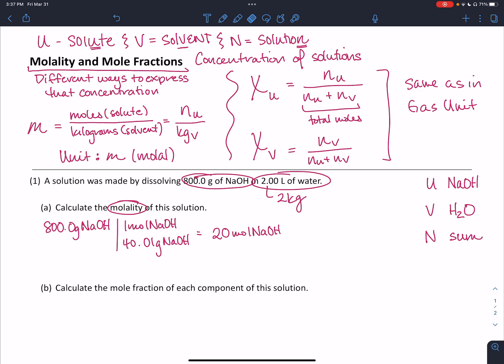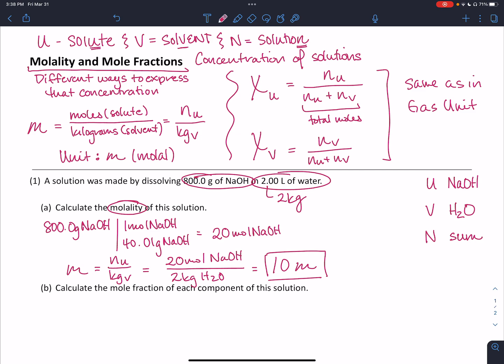So with that in mind, I can use my molality formula. It's going to be the moles of the solute divided by the kilograms of solvent. Plug in the 20 moles of NaOH, divide that by the 2 kilograms of water, and I'm going to get a solution that is around 10 molal.